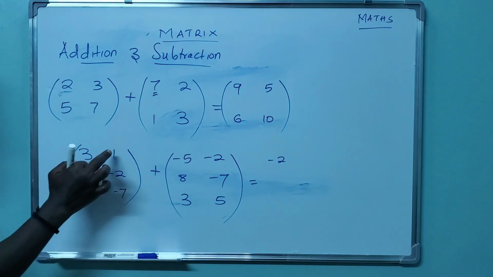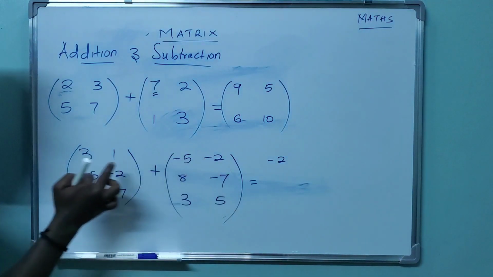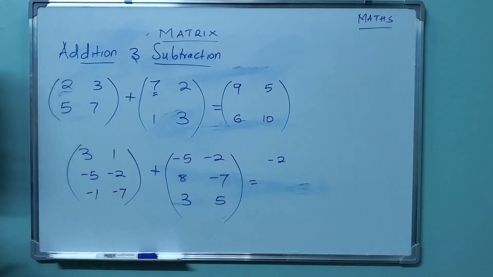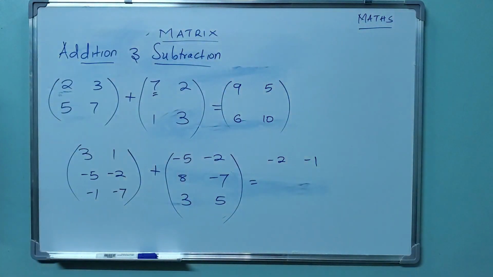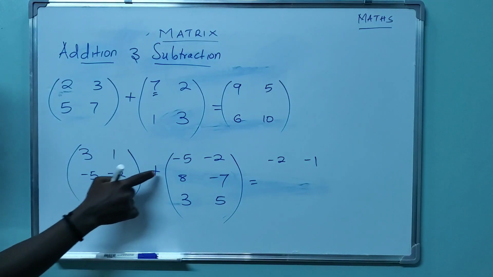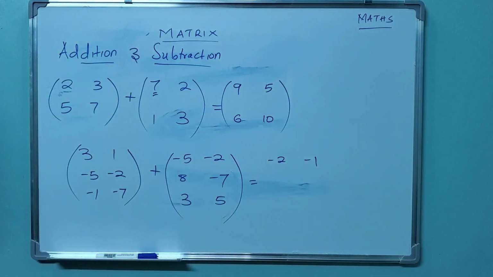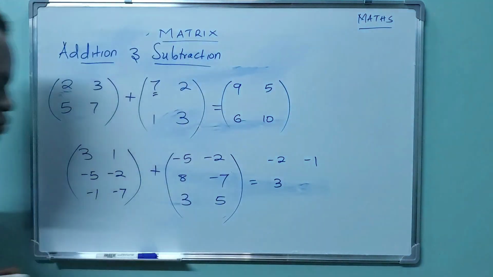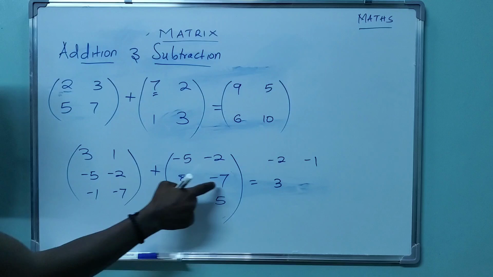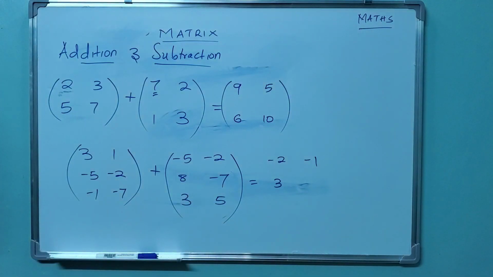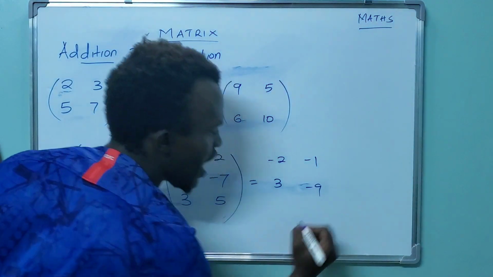Then again, I'll come to 1 and negative 2. 1 added to negative 2 is going to be negative 1. I'll write my negative 1 there. Then negative 5 added to 8 is going to be 3. We are going to have 3 there. Then I'm going to have here negative 2 plus negative 7. That is going to be a negative, so negative 2 plus negative 7 is going to be negative 9.